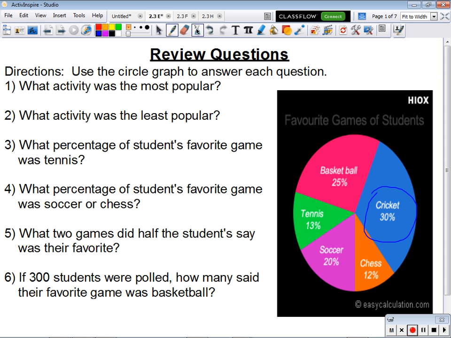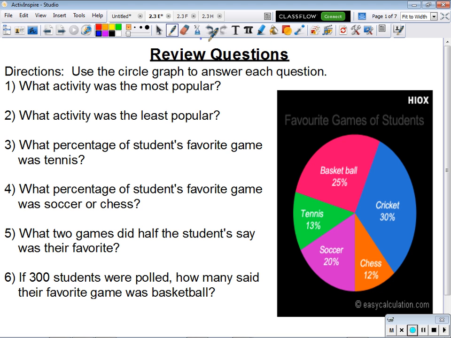Question number 2 says, which activity was the least popular? I'm looking at the circle graph again, and I'm looking for which piece of the circle has the smallest percent, which in this case ends up being chess. So that would be your answer for number 2. Chess would be the least popular of all the activities.